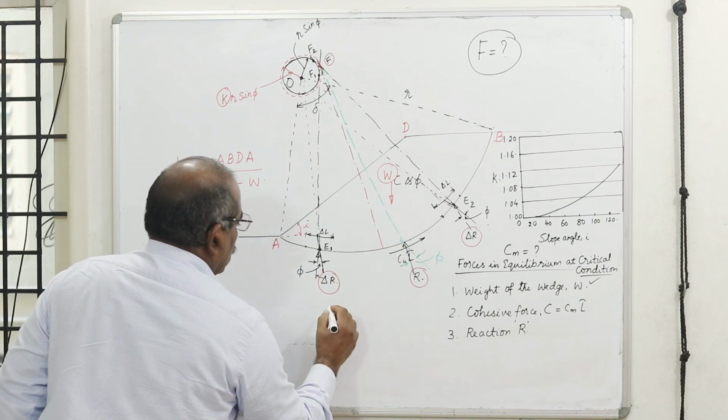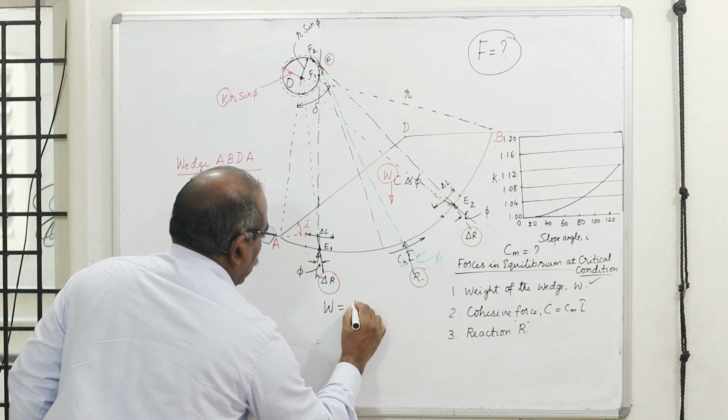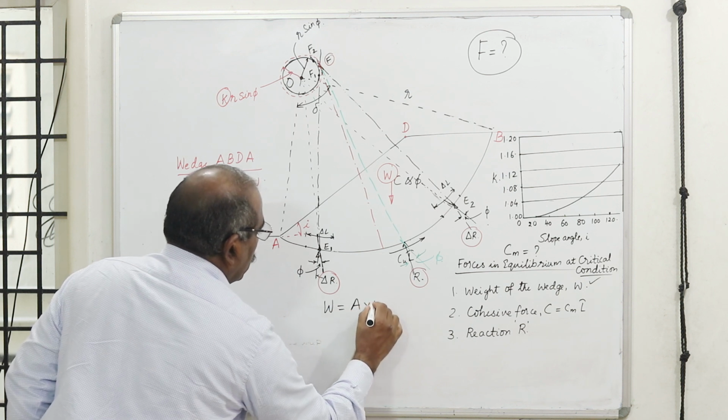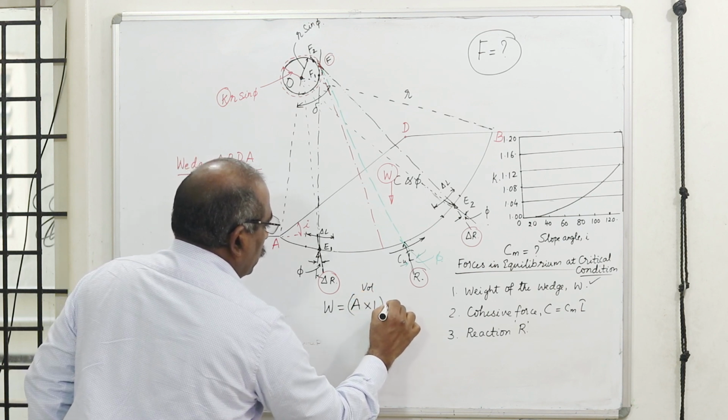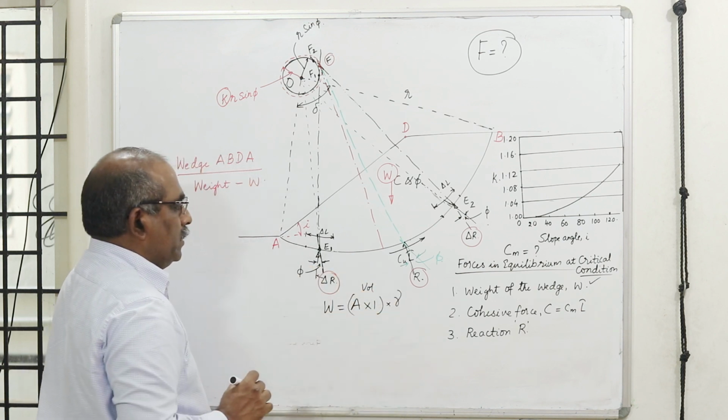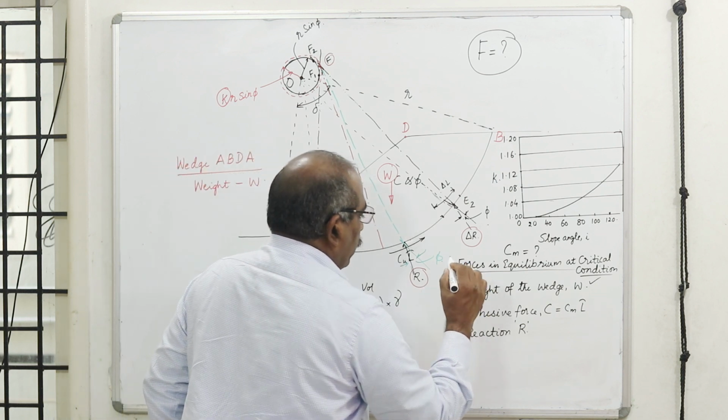Now, what is the weight? Weight is equal to the area of the wedge into 1 meter perpendicular to the board, which gives the volume. This is nothing but the volume into unit weight. Therefore, I get the weight of my wedge. Okay, I know my weight of the wedge.